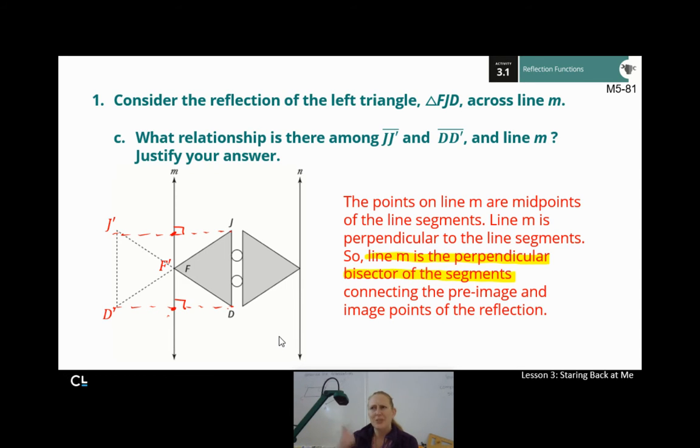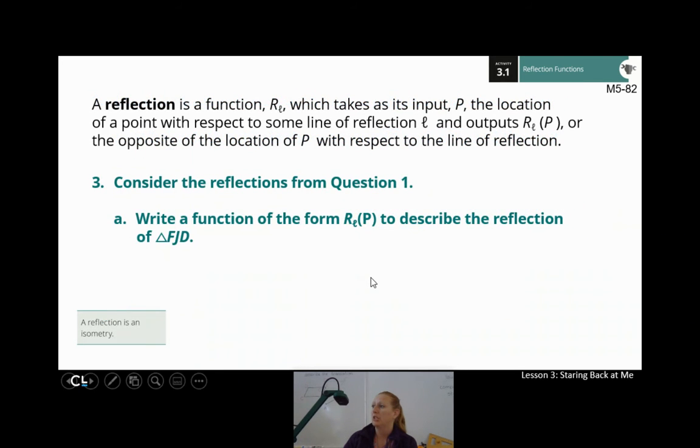That's interesting, isn't it? Because we were just playing with perpendicular bisectors, right? So we're seeing that my line of reflection is the perpendicular bisector of the segment between the pre-image and the image. So it goes through the middle and it's perpendicular. That's super interesting to notice because we were already learning about perpendicular bisectors. So of course, you already know this is a reflection.